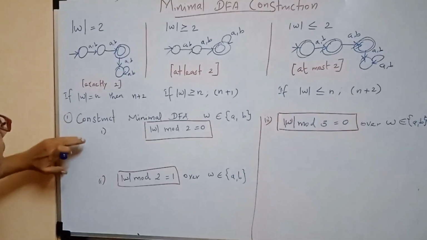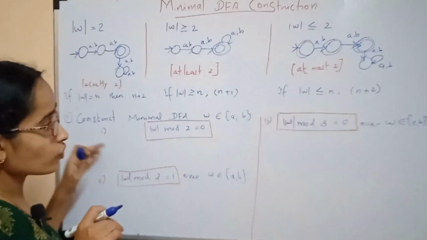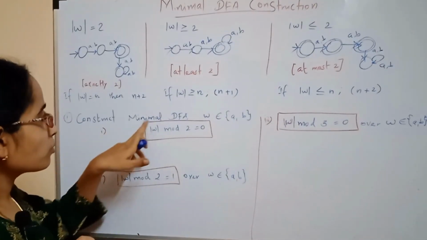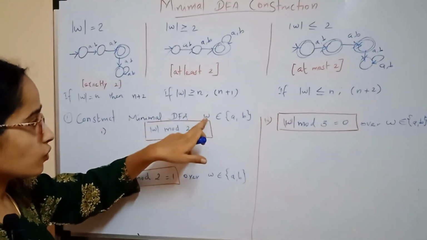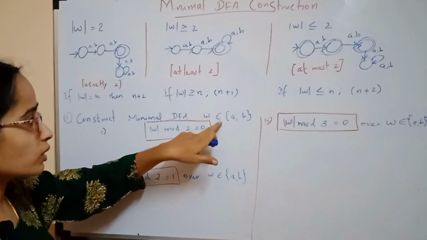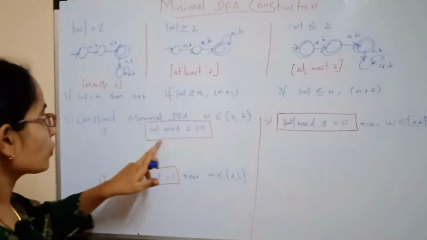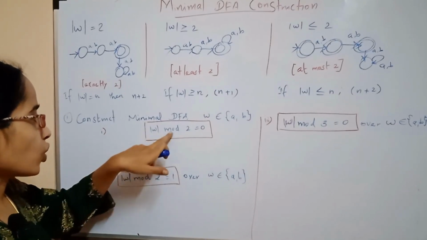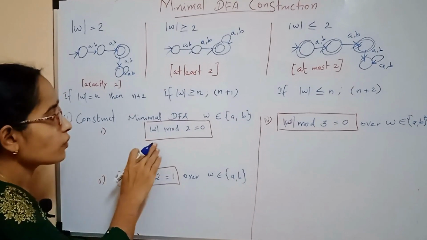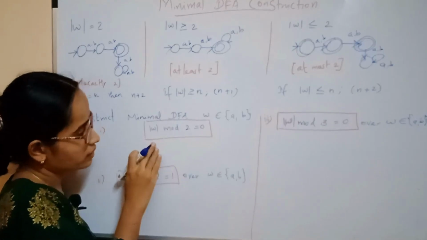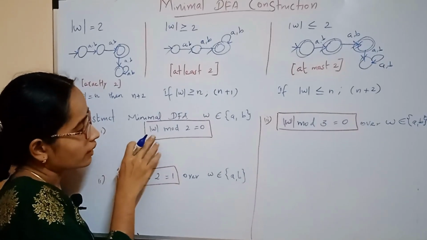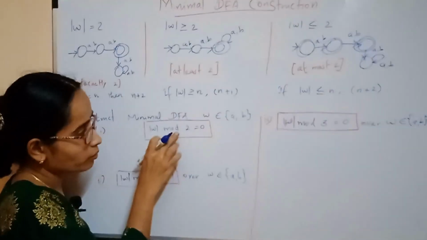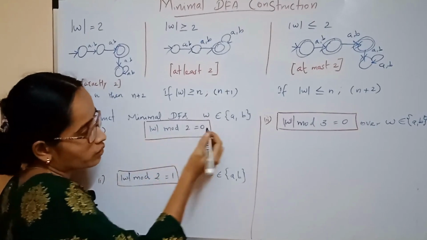Today we'll see how to construct a minimal DFA for a given problem statement. Let's look at the problem: construct a minimal DFA for w over the set {a, b}, where the length of w mod 2 is equal to 0. What is the meaning of this mathematical statement? It means that the length of the string is exactly divisible by 2.